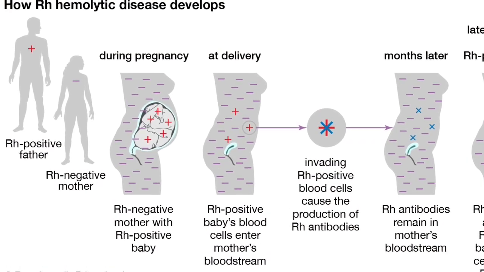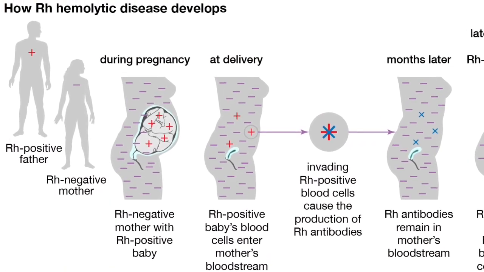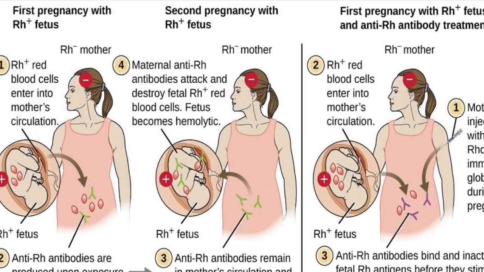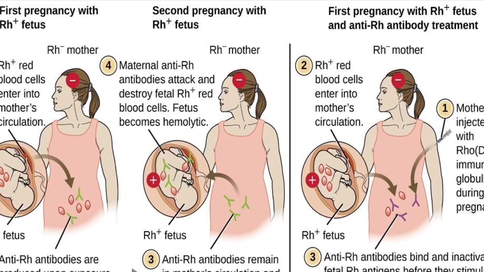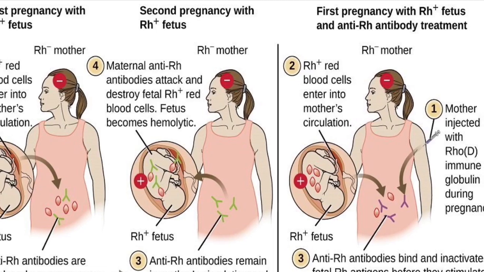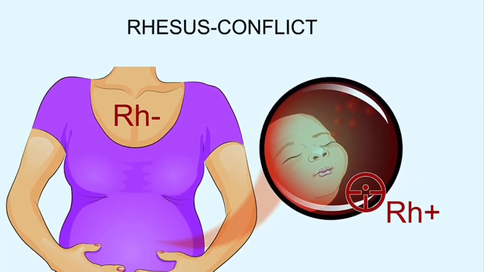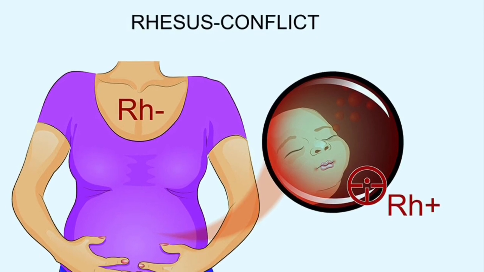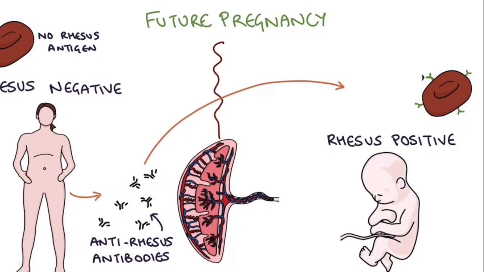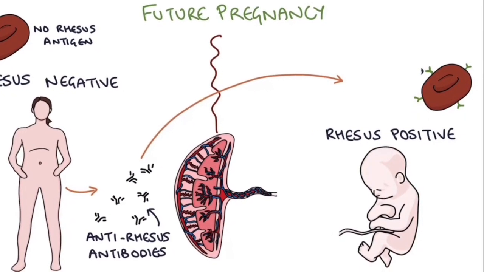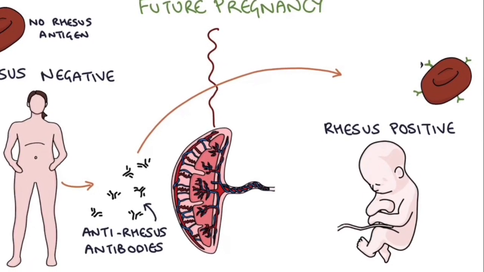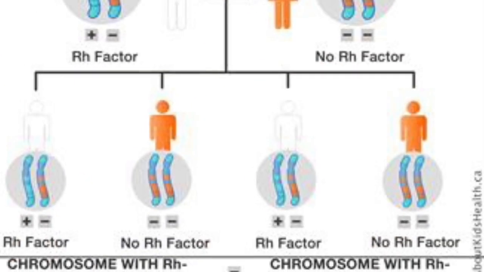However, the concentration of antibodies produced is not enough to affect the first child, but the anti-D antibodies will last in the blood circulatory system of the mother. The problem arises when the second child is also RH positive. The anti-D antibodies present in the mother's blood cross the placenta and destroy the red blood cells of the fetus. The symptoms of this disease are called erythroblastosis fetalis.